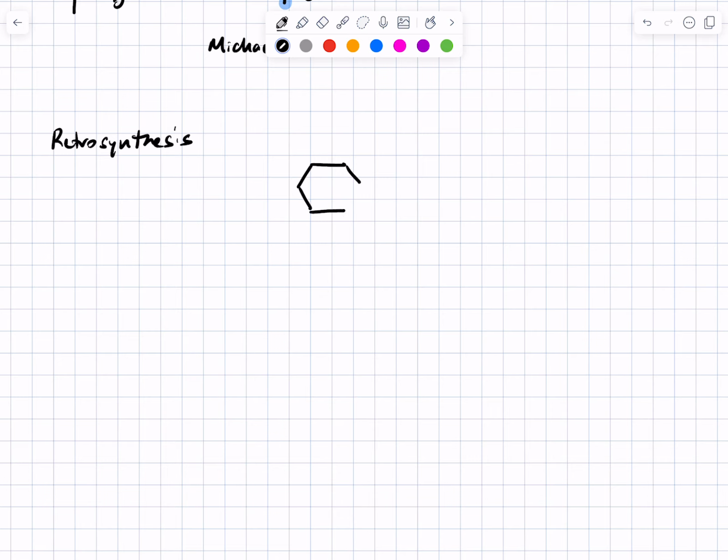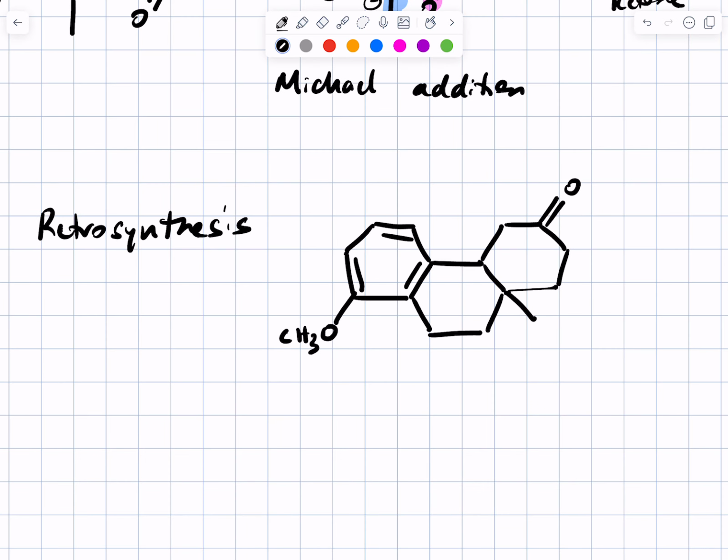And I'm not going to draw it in a way that's easy to see. Now there are 3. Don't worry about it. You only make 1 in the Robinson annulation, which means a lot of the rings you can probably ignore. Is that a Robinson annulation product? Trick question. What's missing? It's got to be a cyclohexenone.